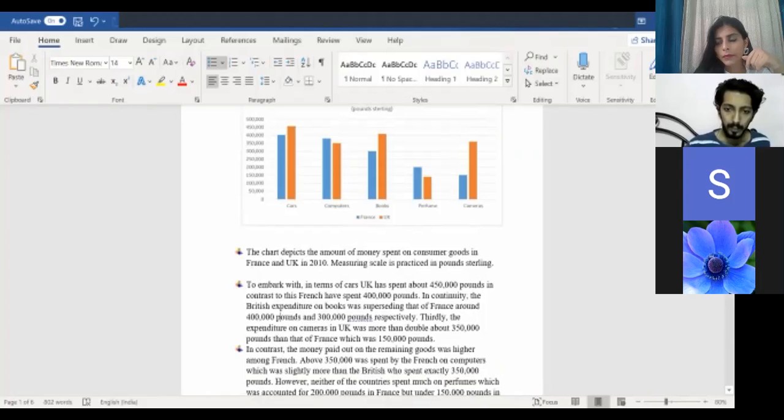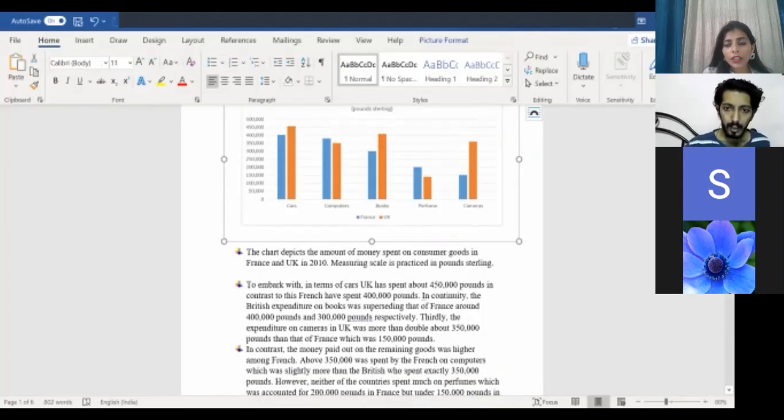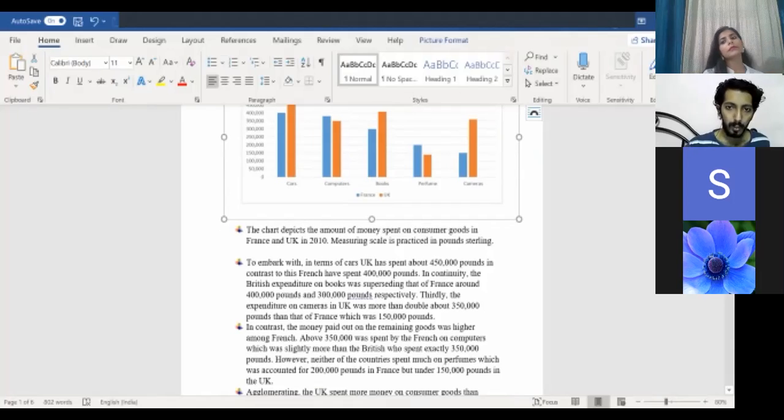So again, I paraphrased the information which I read over here about books, that UK spends way more on books compared to France. Okay.